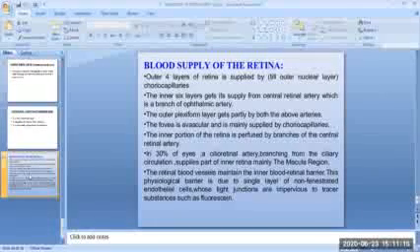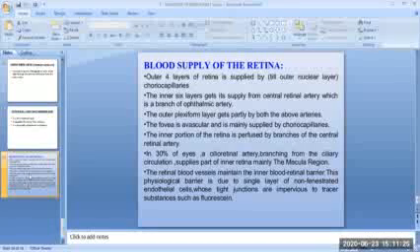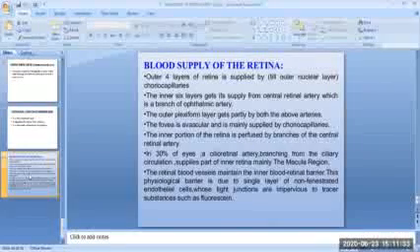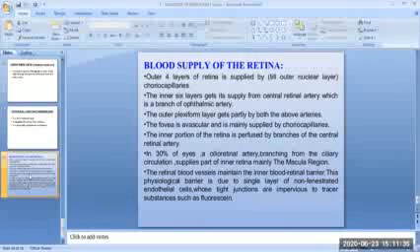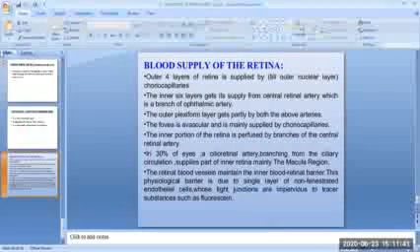In 30% of eyes, a cilioretinal artery branching from the ciliary circulation supplies part of the inner retina, mainly the macular region. The retinal blood vessels form the inner blood retinal barrier. This physiological barrier is due to a single layer of non-fenestrated endothelial cells, whose tight junctions are impervious to tracer substances such as fluorescein. So here completes our anatomy of the retina.